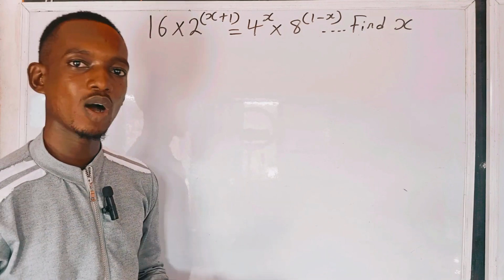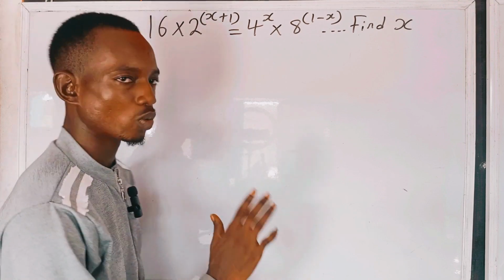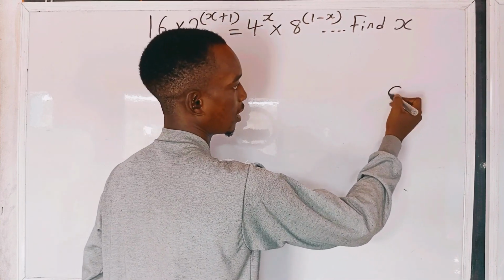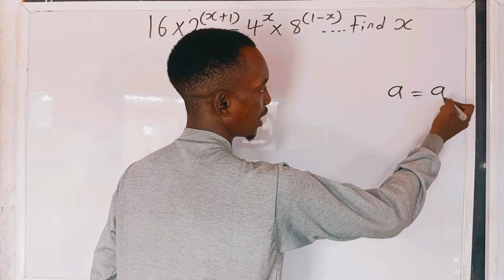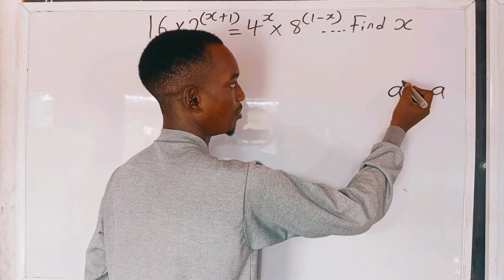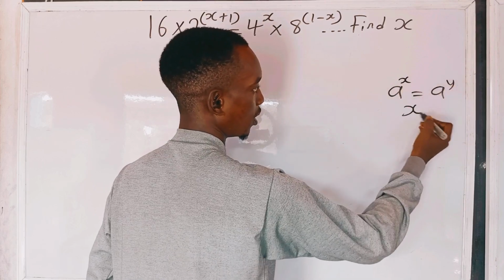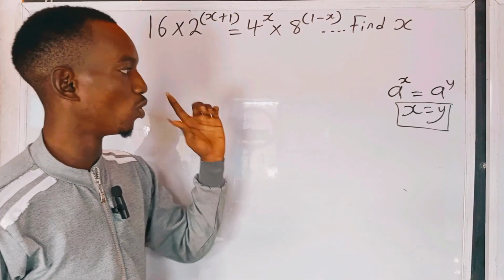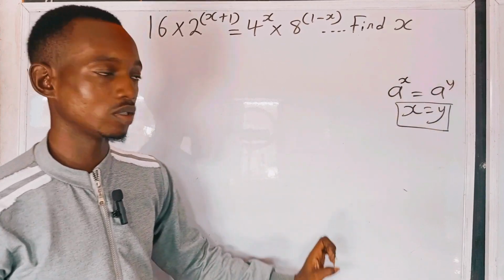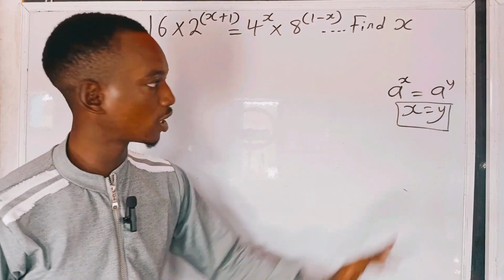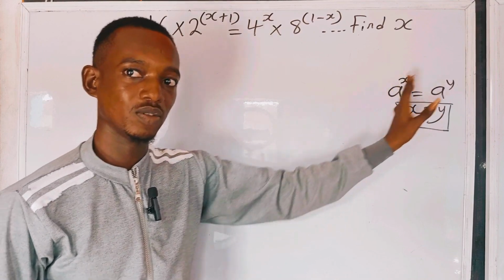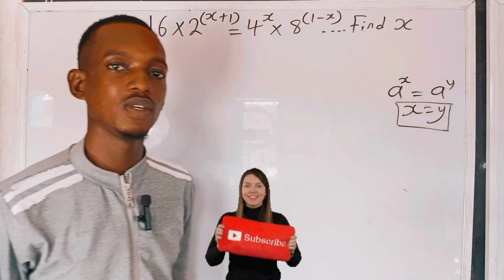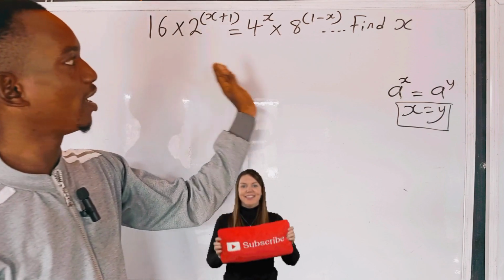Now, we're going to use one idea of indicial equations, okay? What is that idea? That idea is that whenever you have an equation, and the left hand side and the right hand side have the same base, that means their power must be the same. x must be equal to y. That's one tip of indicial equations, okay? If you can make the equation have equal base, just one base on both sides, therefore their power must be equal. We're going to use that same idea here, okay?